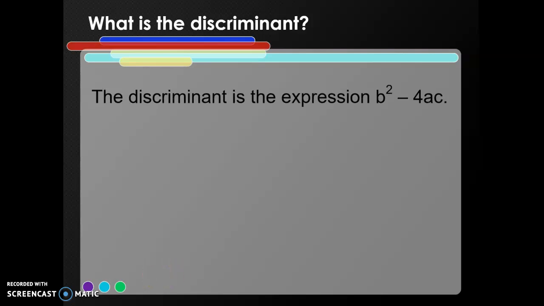So the discriminant is from, if you still remember, the quadratic formula, right? x equal to negative b plus or minus square root of b squared minus 4ac all over 2a. So the one inside the radical symbol is the formula for the discriminant, right? So what exactly is the discriminant?